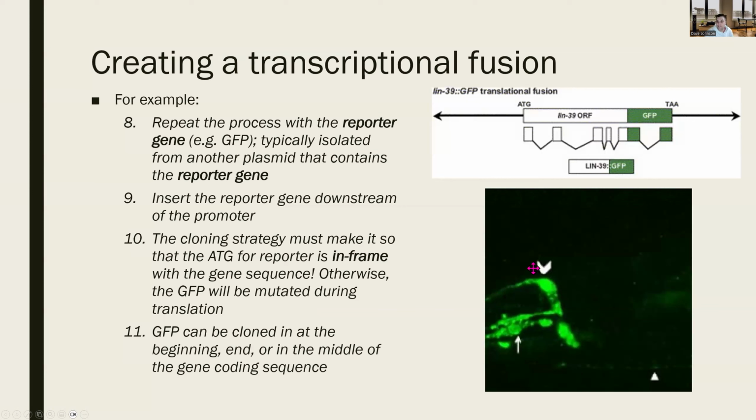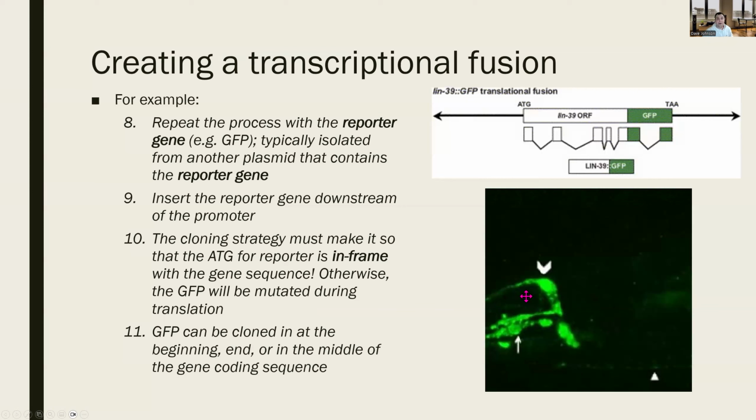So for example, you might express this GFP, but also label the mitochondria red. So you can see if you have areas where the green and the red overlap, and that would say, hey, Lin39 is expressed in the mitochondria. Or you might use a cytoplasmic indicator to show, oh, Lin39 is expressed in the cytoplasm.